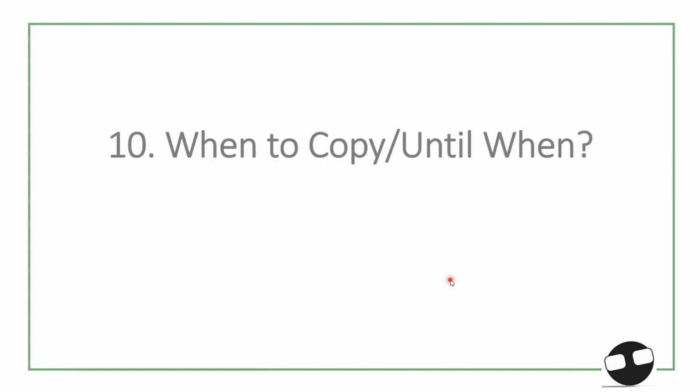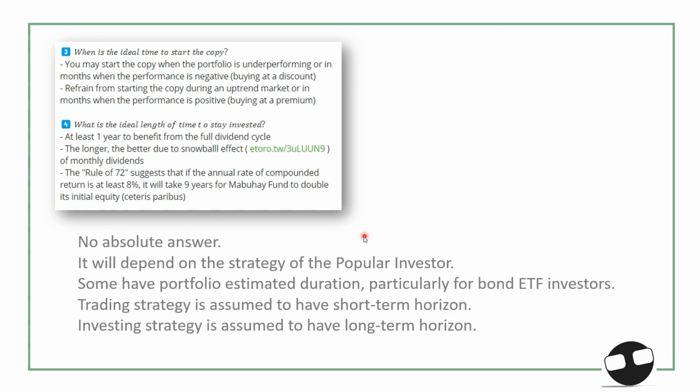Lastly, we have when to copy and until when. Some investors or PIs usually have a pre-computed duration of the portfolio. If they're more on fixed income or more on equities, they can have some computations or discussions there. But in the case of Mabuhay fund, when is the ideal time to copy? It's always ideal to buy at a discount. So you should buy when the market is in red, and refrain from buying when the market is green, because you're buying some of the assets at a premium.